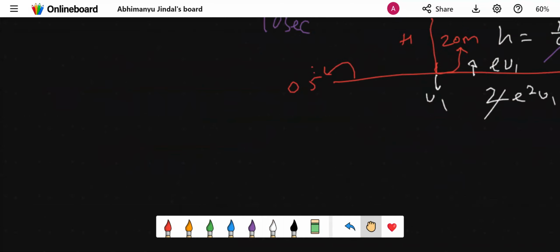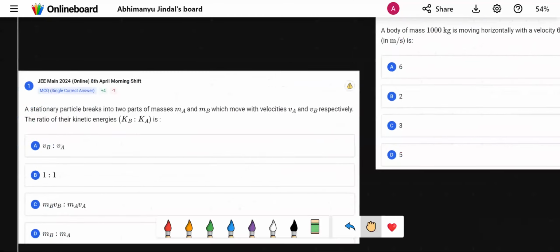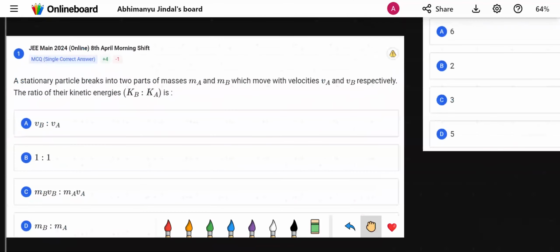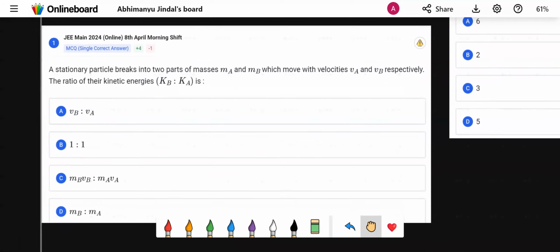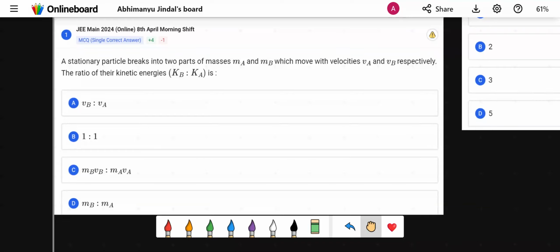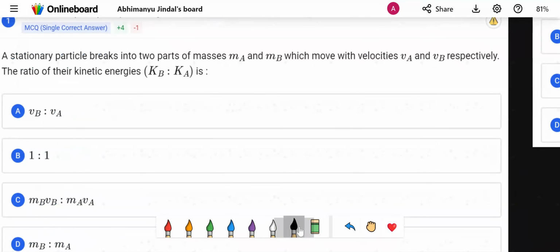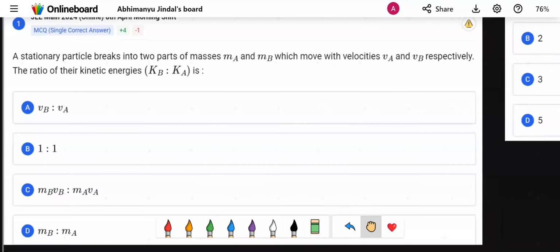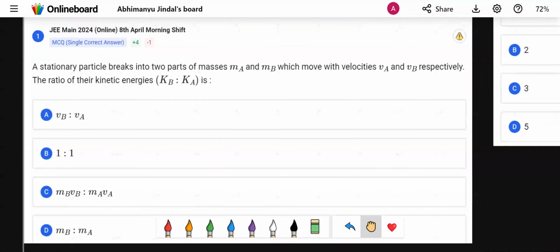Okay, now let's move on to the next question, which is this one. I haven't explained this theory yet, but it's quite obvious. You guys can use conservation of momentum, which we studied in Newton's laws of motion. It shouldn't be that tricky. Here they're saying that a stationary particle breaks into two masses, ma and mb, which move with velocities va and vb respectively. The ratio of their kinetic energies, kb to ka, is.